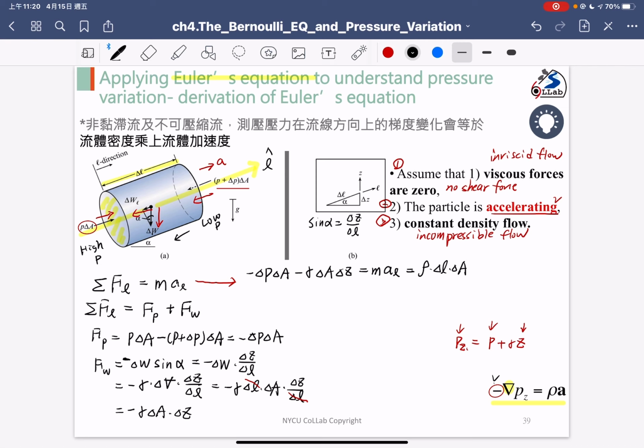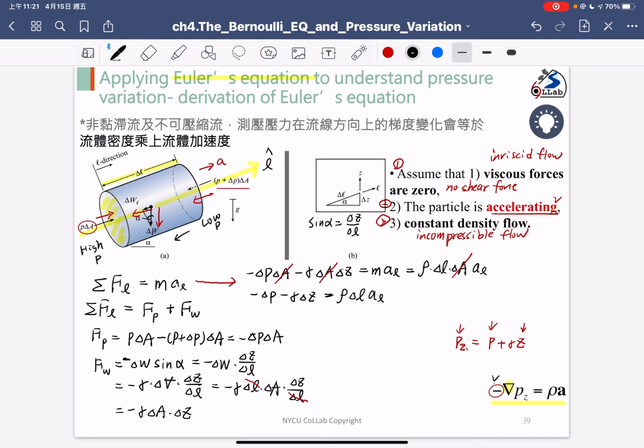And we keep the acceleration L in here. Okay, so right now you can cancel out some parameters you don't need. The first one is delta A. I just reorganized the equation to be delta P minus gamma delta Z, the density, delta L, and the acceleration along the L direction.